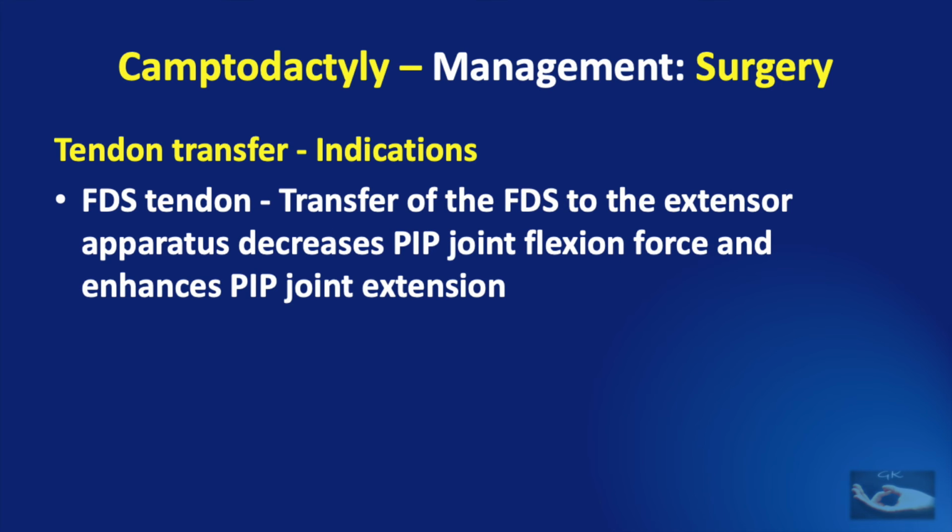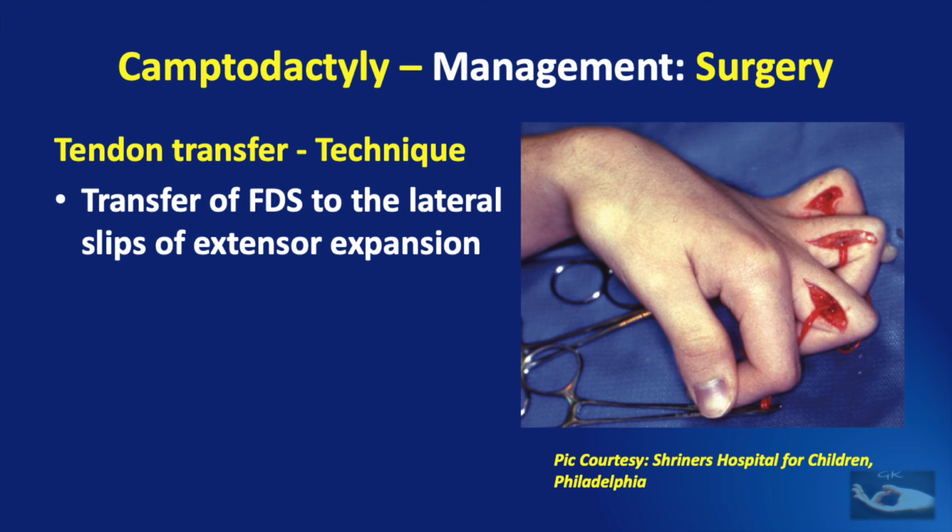By the transfer of the FDS to the extensor apparatus, there is a decrease in PIP joint flexion force and increase in the PIP joint extension force. The FDS is transected just distal to the PIP joint through a third annular pulley window and withdrawn into the palm proximal to the first annular pulley. The lateral band and central slip are isolated over the dorsum of the digit over the proximal phalangeal region.